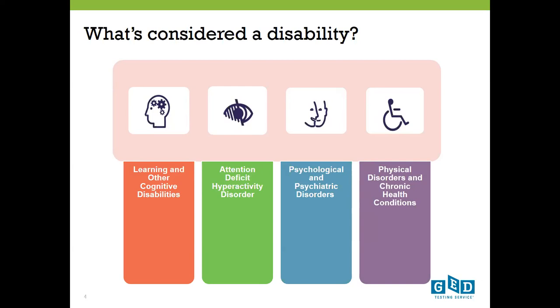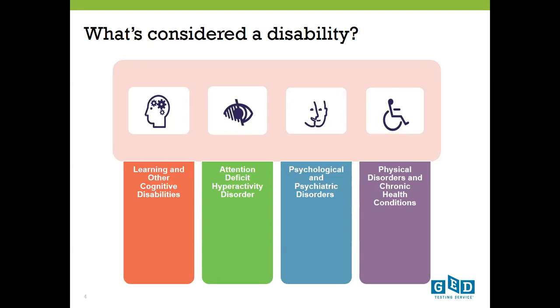The next category is psychological and psychiatric disorders. Those disabling conditions, the documentation needs to be within the last year. And the reason is because the effects of those can change rapidly, and we want to know what the current functional limitations are.